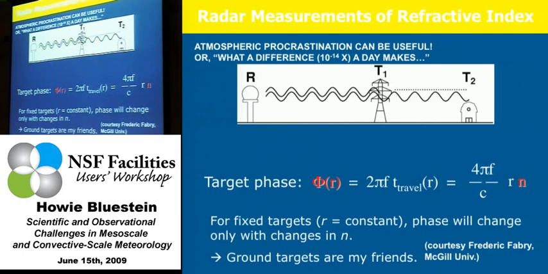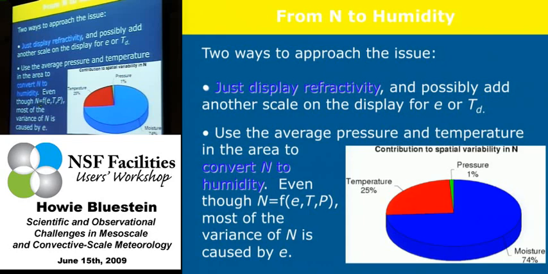The index of refractivity, n, is a function of the amount of water vapor, that's vapor pressure, temperature, and pressure. And the contribution to the spatial variability in the index of refraction is such that a very, very small amount is due to pressure, a reasonable amount is due to temperature, and most, about three quarters, is due to the water vapor.